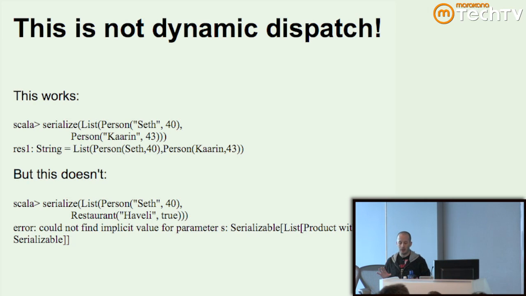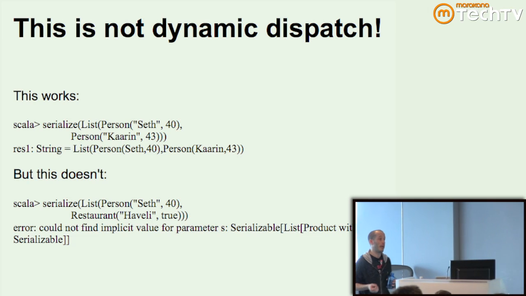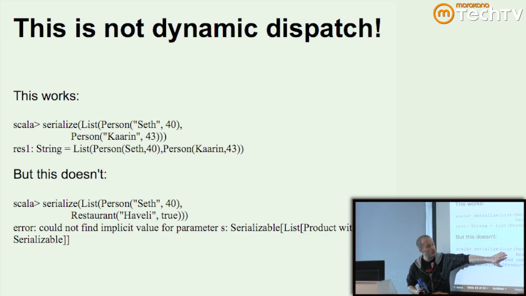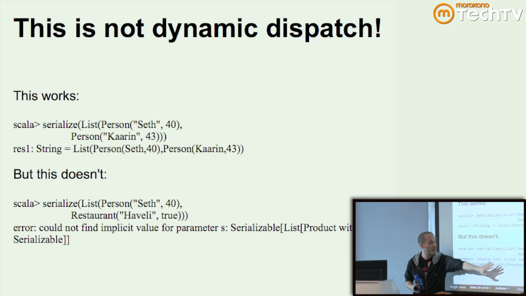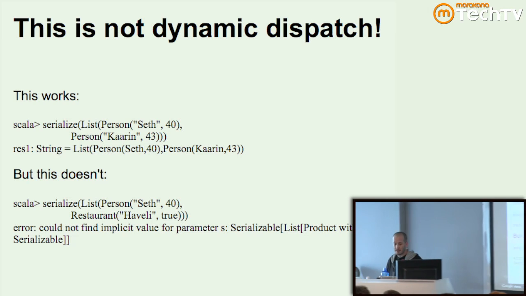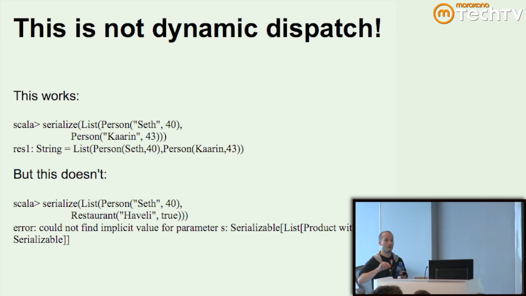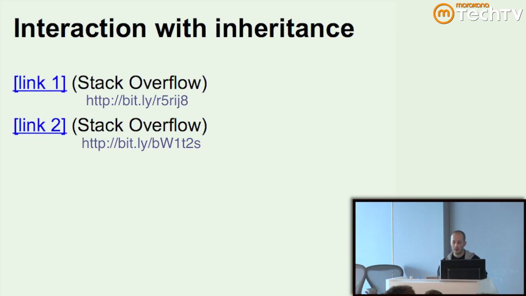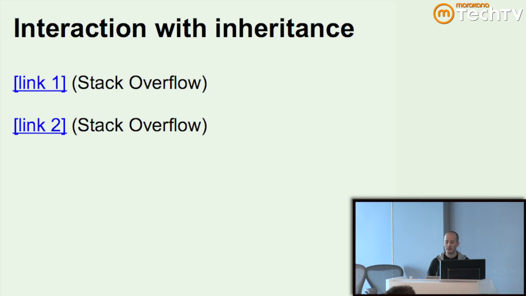So that means this is not a drop-in replacement for inheritance, because there are lots of kinds of code that you would expect to work with inheritance that won't work this way. For example, if I have a heterogeneous list containing more than one type of value, like a person and a restaurant in the same list, if I try to serialize that list, the compiler is going to complain, because the specific type information for the values in that list is lost when we stuff them into a list. I don't have time to get into detail about the various interactions with inheritance, but I do have links to a couple Stack Overflow questions that have good answers about what happens when both type classes and inheritance are in the same picture.